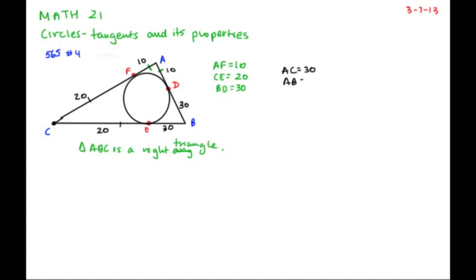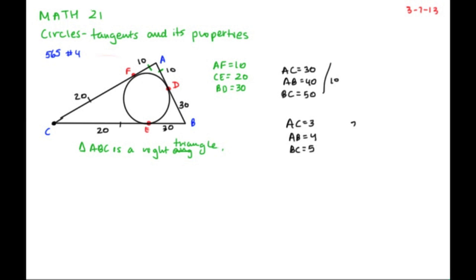AB is 10 plus 30, which is 40. And BC is 20 plus 30, which is 50. Now we need to apply the Pythag theorem so we can prove that it's a right triangle. I'm just going to divide both sides by 10 here, so we get AC is equal to 3, AB is equal to 4, and BC is equal to 5, just to make this a bit easier.